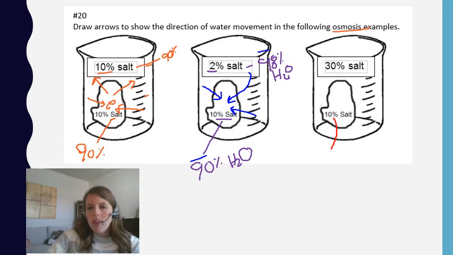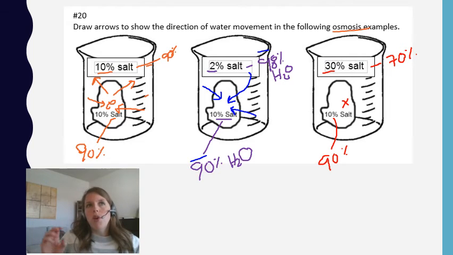So once again, inside the cell is 90% water, but now let's look at the outside. So if the outside is 30% salt, what does that make its water concentration? Well, hopefully you're able to do 100 minus 30 to equal 70. So now the water concentration is greater inside the cell. Water always moves from where it's greater to where it's lower. So tell me how it's going to move here, guys.